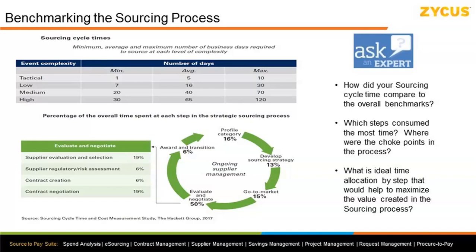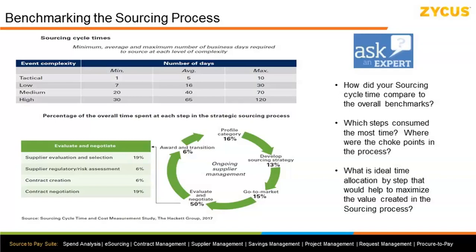That spread is somewhere between 1 to 10 days. But very highly complex, more typically RFP-driven processes can range from 30 to 120 days overall. And Hackett has also broken down for us what happens within the sourcing process. Most of the time is actually consumed in the evaluation and negotiation stages. Digitization, by being able to capture bids electronically and optimize award decisions using the analytics, can certainly compress that cycle and perhaps reallocate more of that time. It might be better to spend more than 13% of the time developing the strategy or 16% profiling the category.